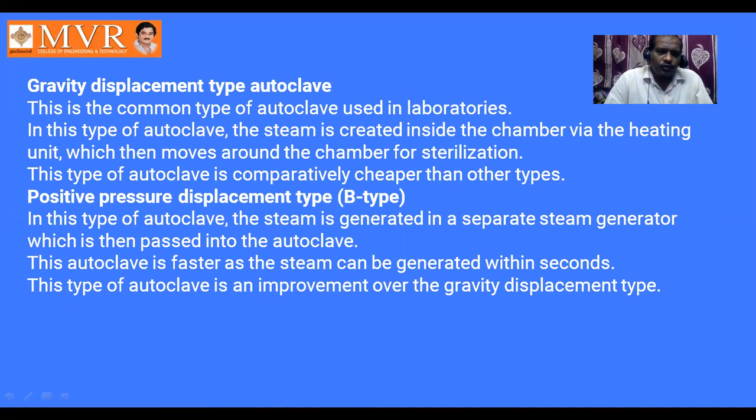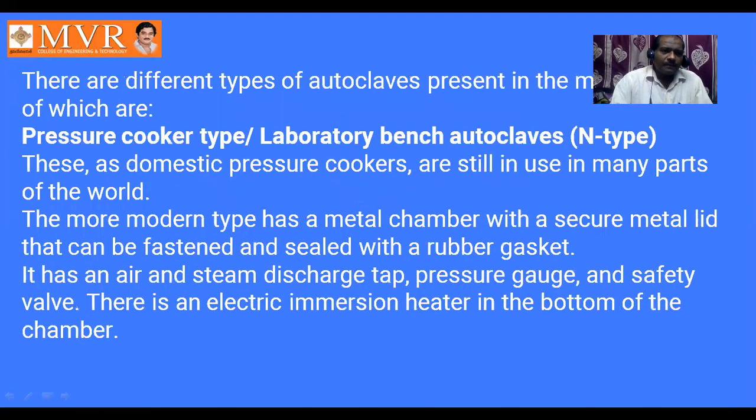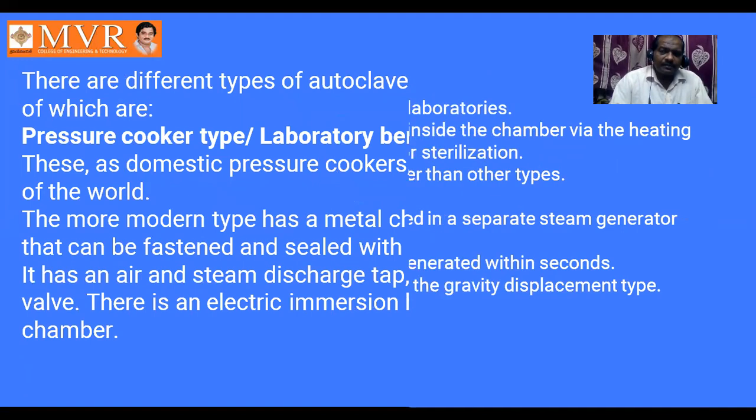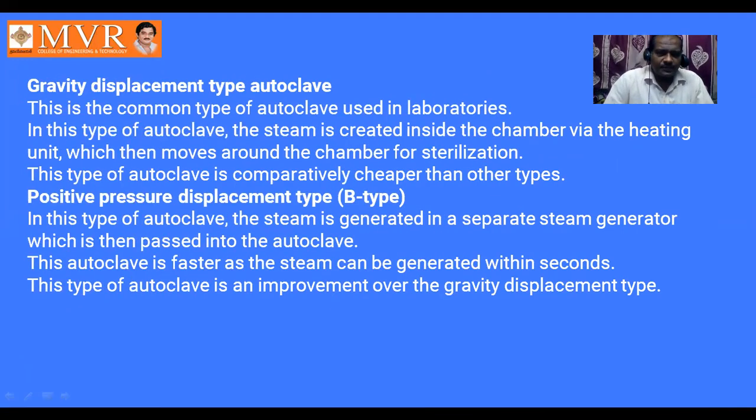This type of autoclave is an improvement over the gravity displacement type. If you observe these three types, one is the pressure cooker type. The second one is the gravity displacement type. The third one is at positive pressure.